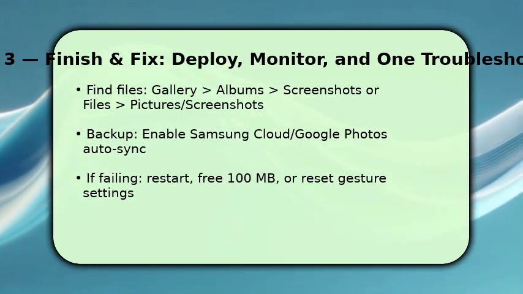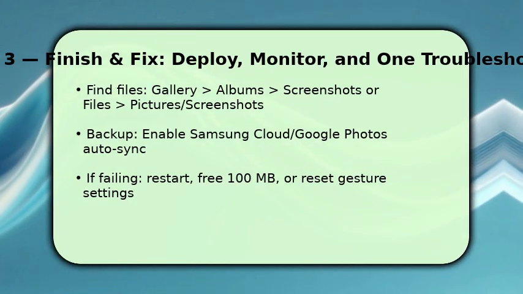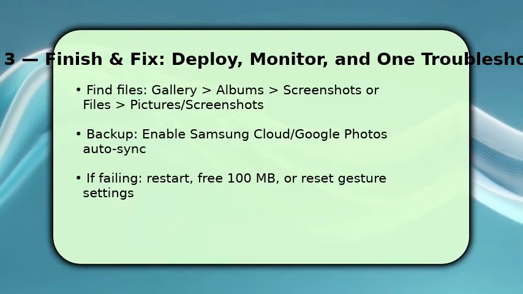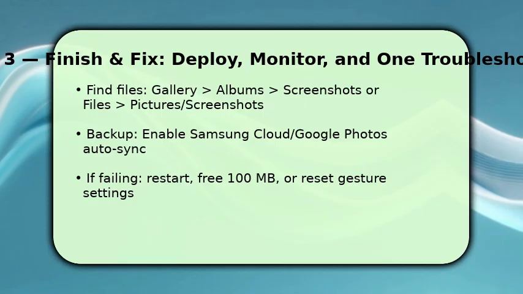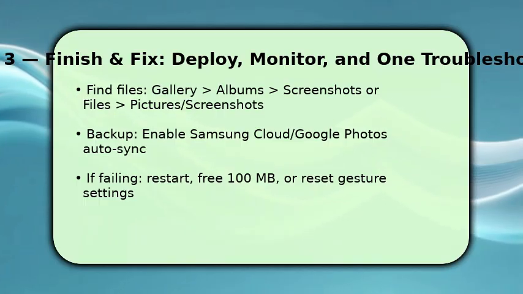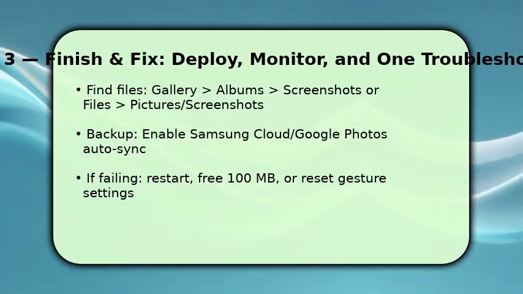Once saved, enable Samsung Cloud or Google Photos auto-sync to backup captures automatically, ensuring you don't lose them. If screenshots fail, troubleshoot. Restart the phone, free at least 100 MB of storage, and verify shortcut or gesture settings in Accessibility and Advanced Features.